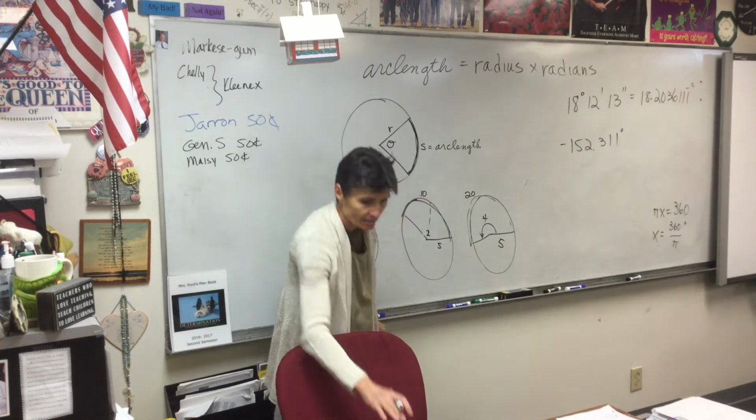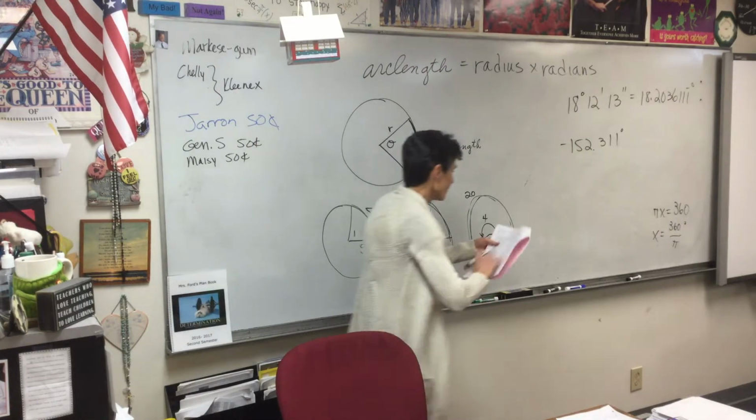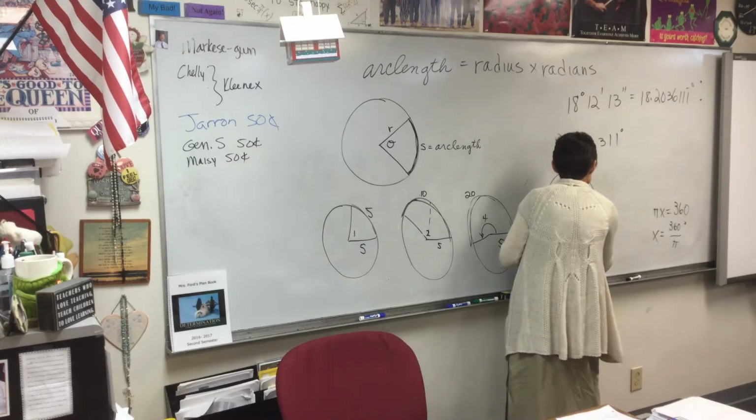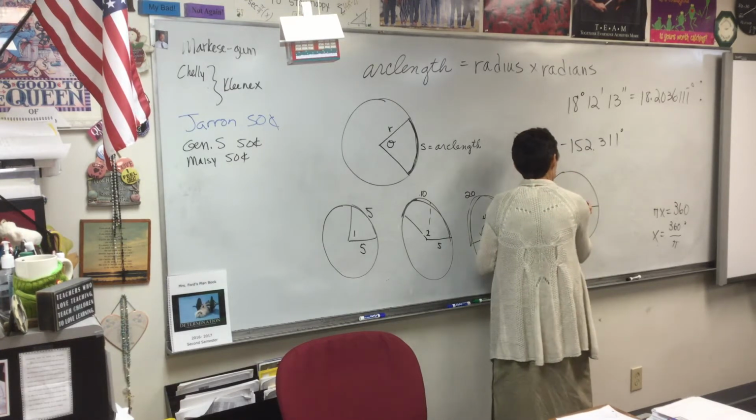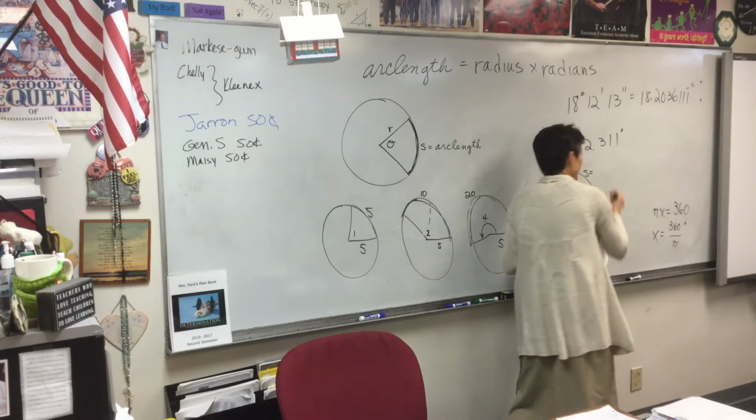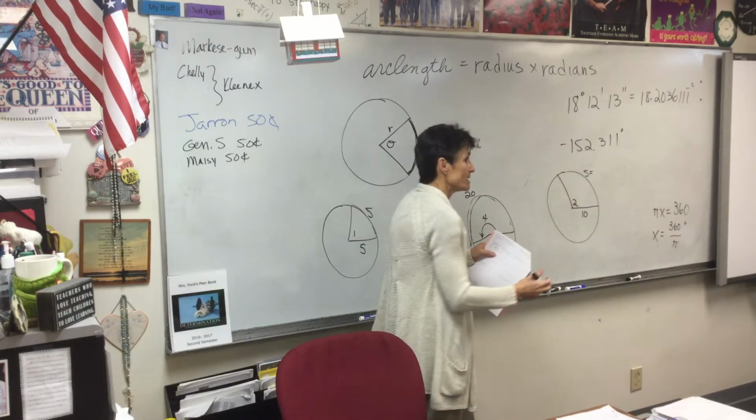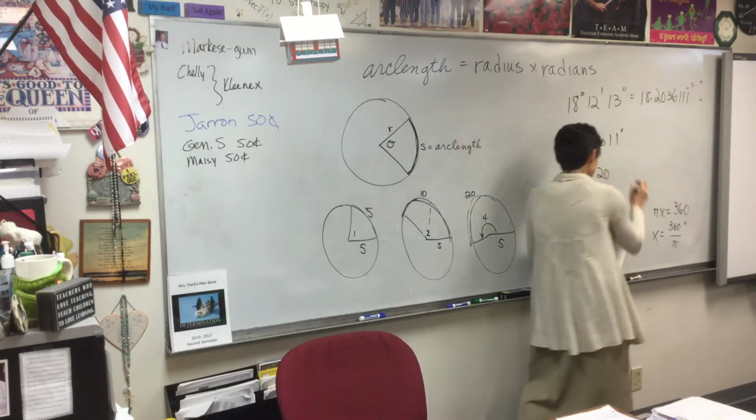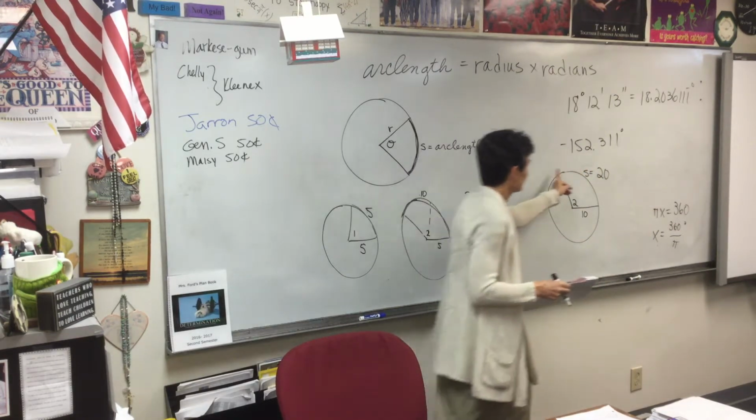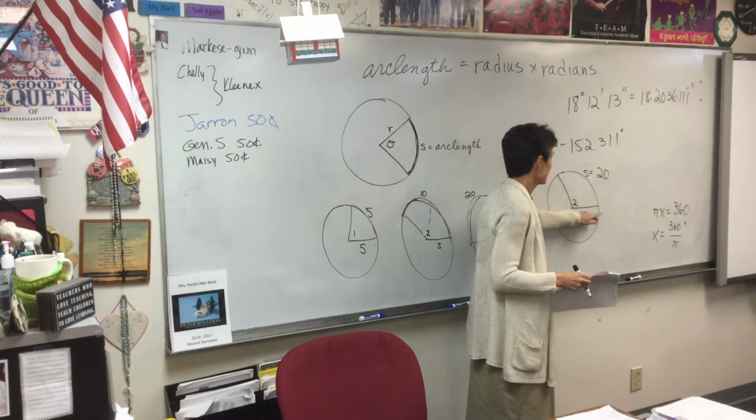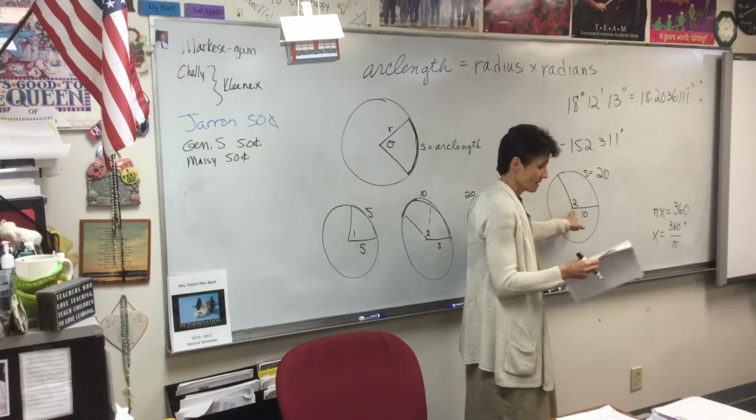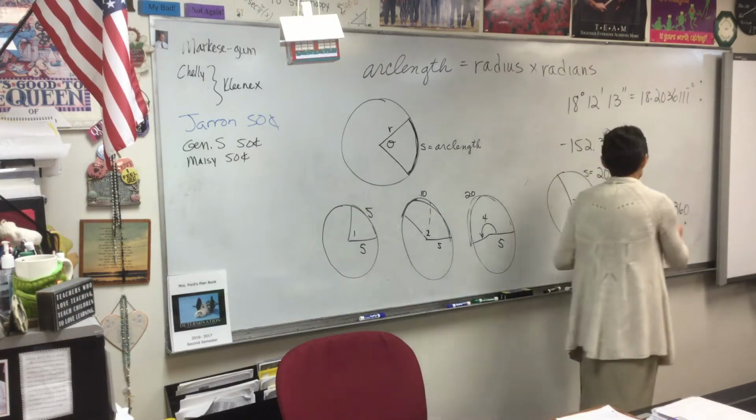Oh, that's easy. Let's look at letter A. It says, okay, our radius is 10, our angle is 2 radians. What is our arc length? 20. Easy, easy, easy. 20. Yes. Arc length is radius times radians. That's it.